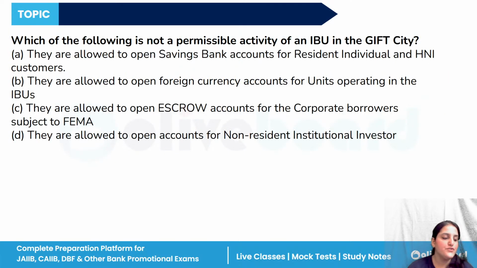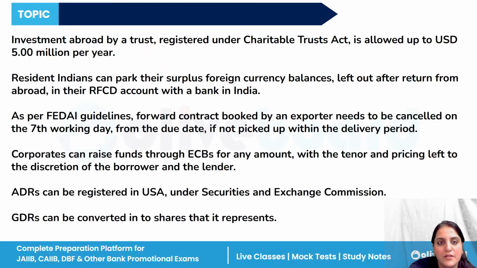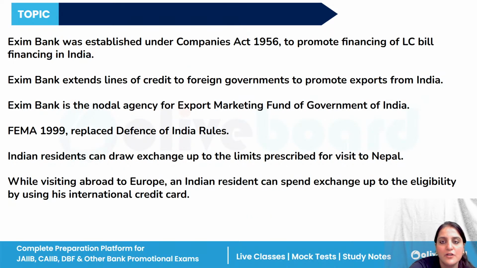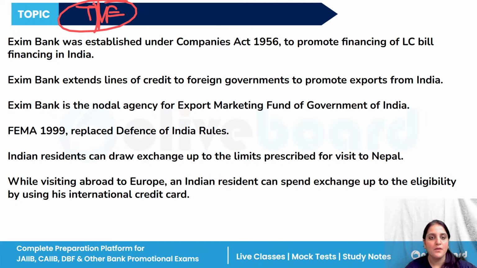Now, which one of the following is basically not a permissible activity of an IBU in a gift city? Just give me a minute. These are the true and false. Let's attempt also this true and false. Okay. These questions are based on true and false.